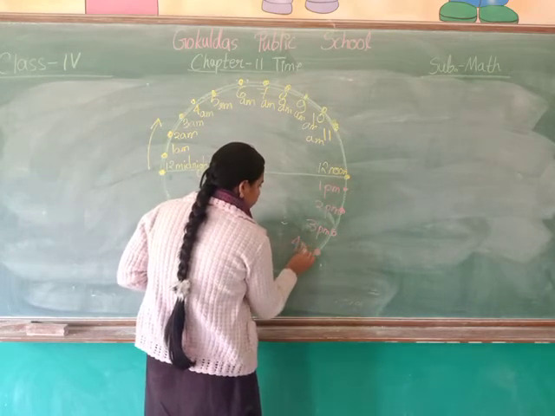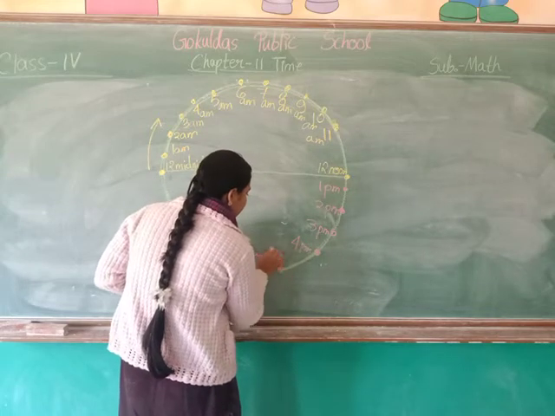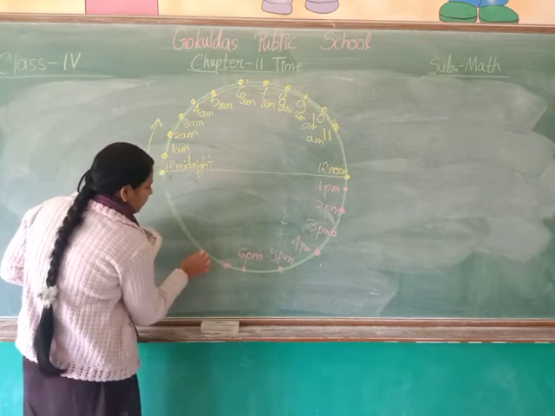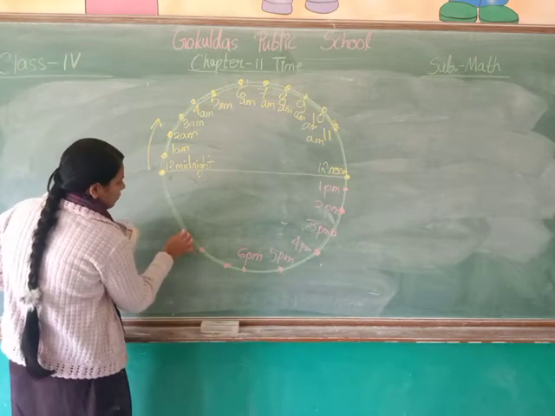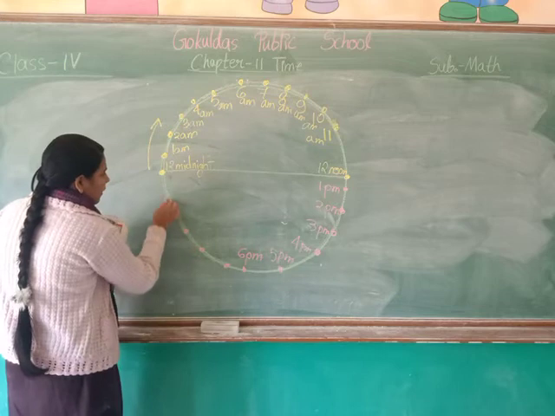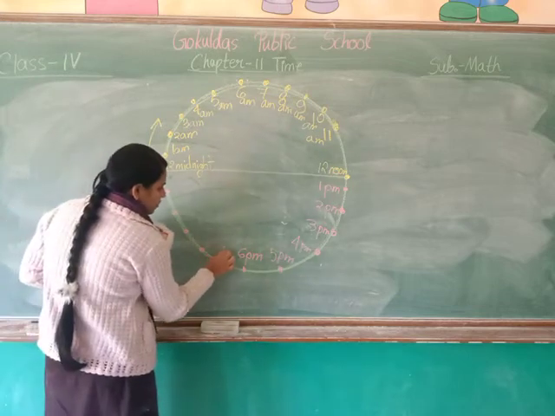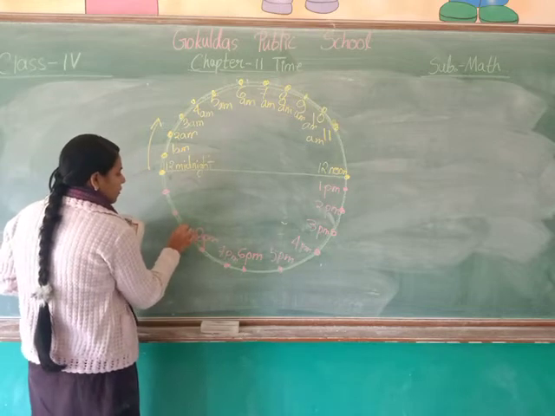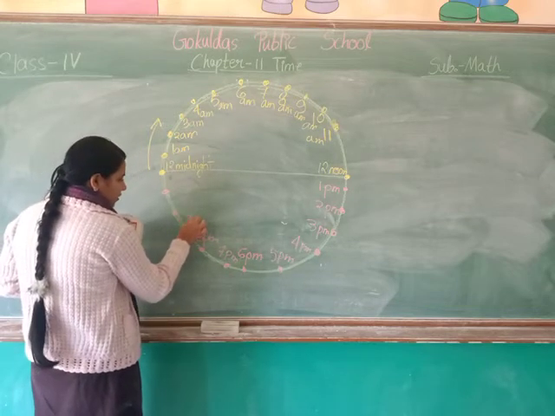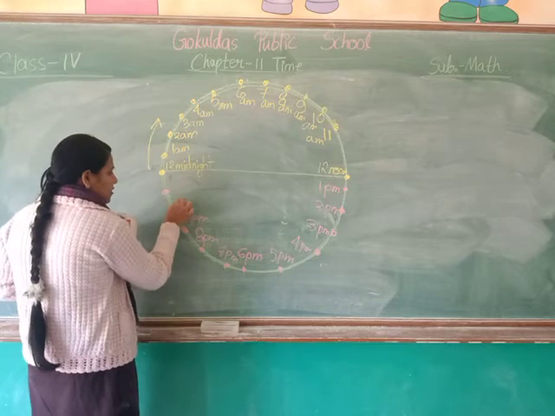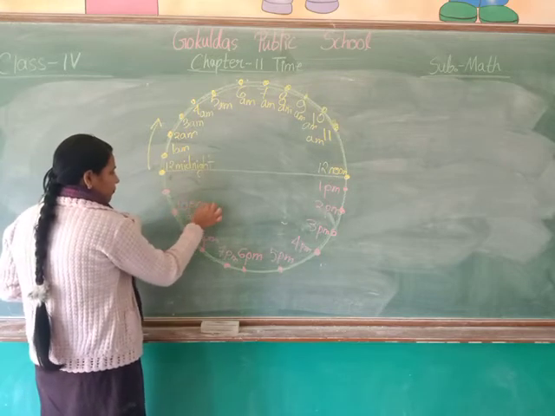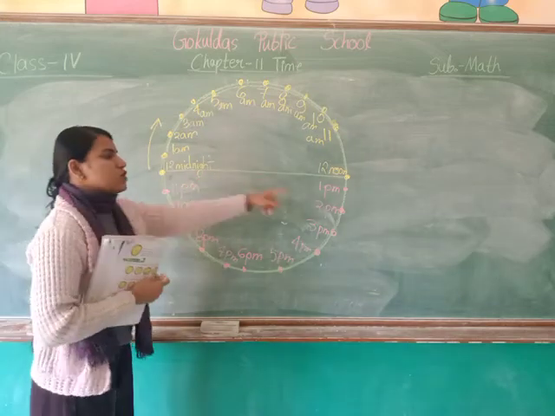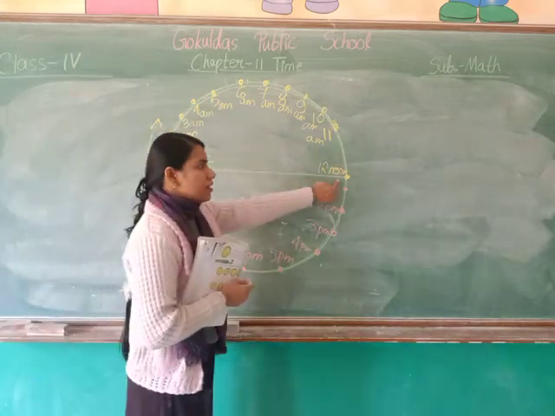Then 4 PM. Then 5 PM. 7, 8, 9, 10 and 11. So 7 PM. Then 8 PM. Then रात के 9 बजे 9 PM. रात के 10 बजे 10 PM. And रात के 11 बजे 11 PM. So we will use PM after 12 noon.